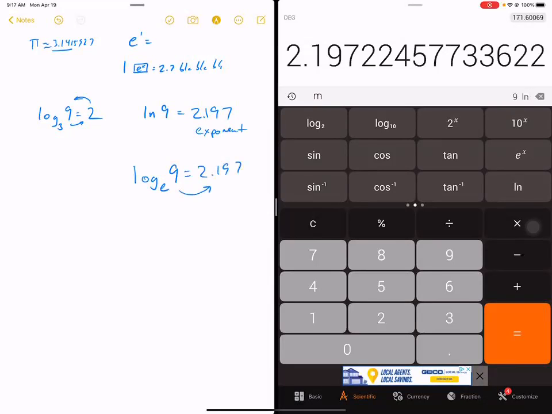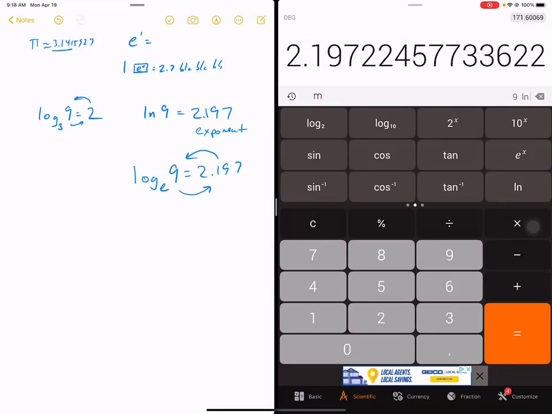e to the 2.197 is equal to 9. So if we spin this around, logs solve for exponents. So natural log of 9, what does that mean? I'm still asking for what exponent of e, because that's the invisible base here, is equal to 9.